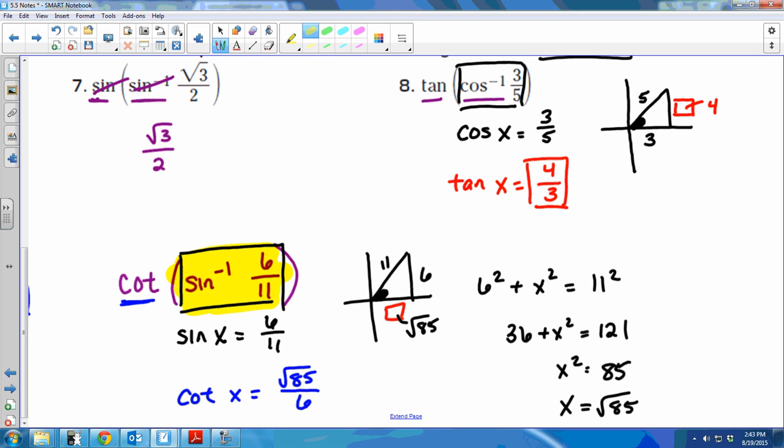So you have to understand, you just take what's in the parentheses. You think about what it would have been as an equation, and then you set up your triangle like we did in Learning Target 7. Okay? That is Learning Target 9.